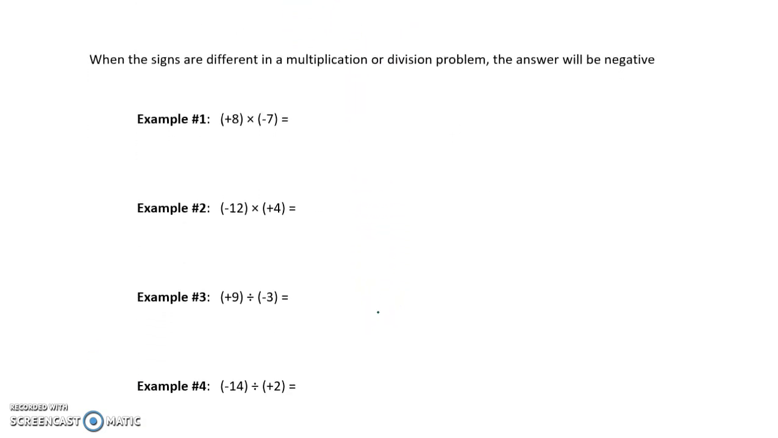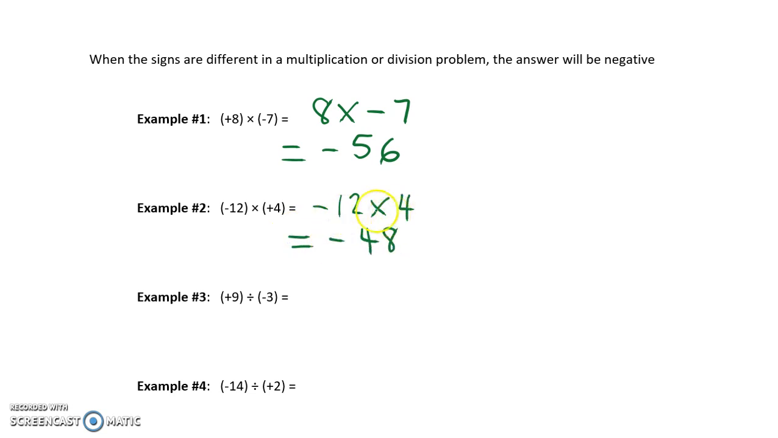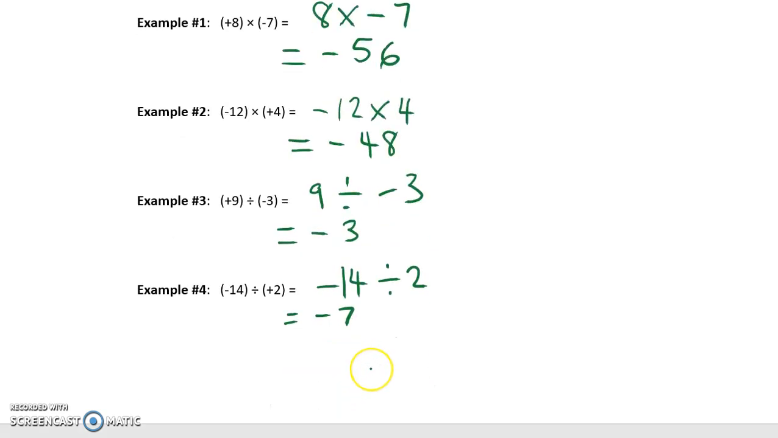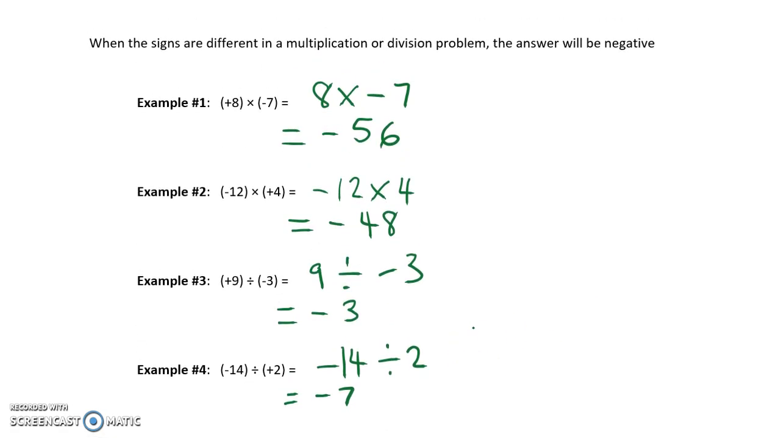In this example, I've got 8 multiplied by negative 7. That will give me negative 56. In this one, I have negative 12 times positive 4, which is negative 48 because one's a plus and one's a minus. This one I've got 9 divided by minus 3, which is equal to minus 3. Minus 14 divided by 2 is minus 7. Those are the rules I wanted to revise with you. Just remember, for multiplication and division, when the signs are different, you're going to get a negative answer.